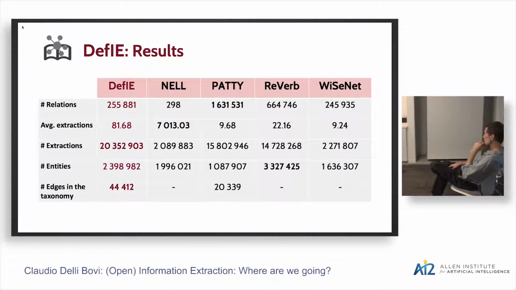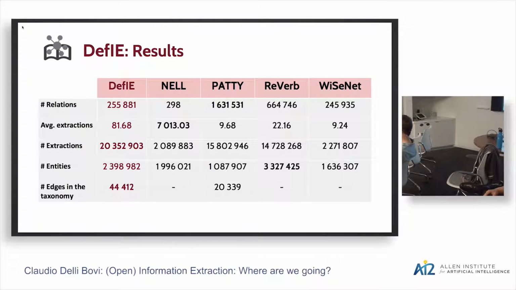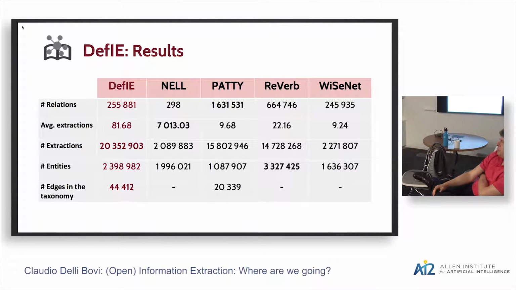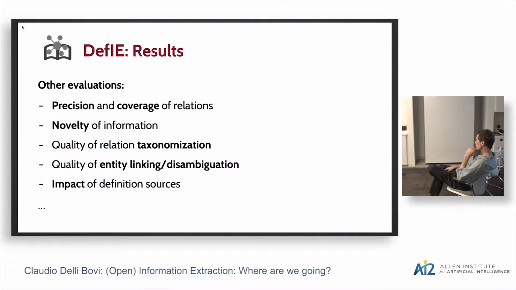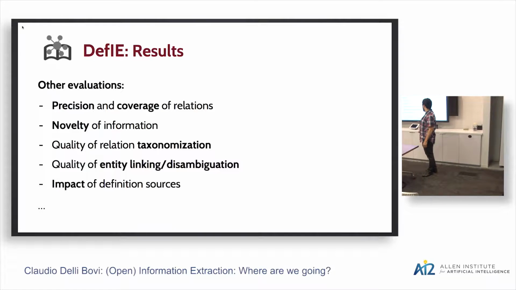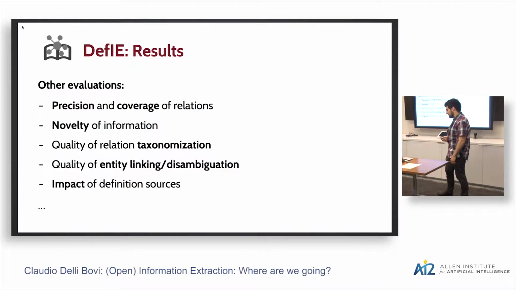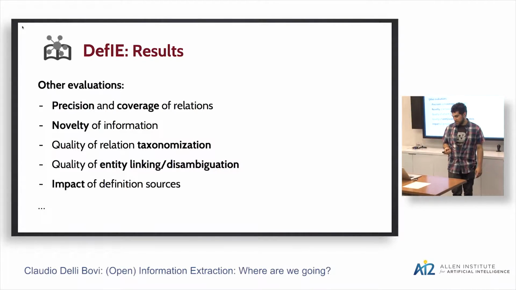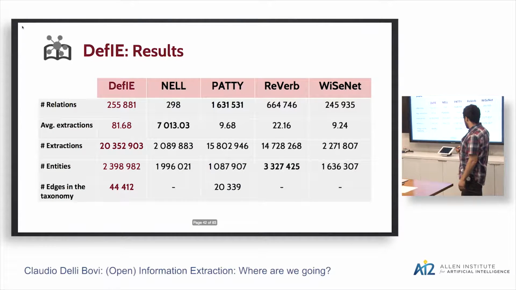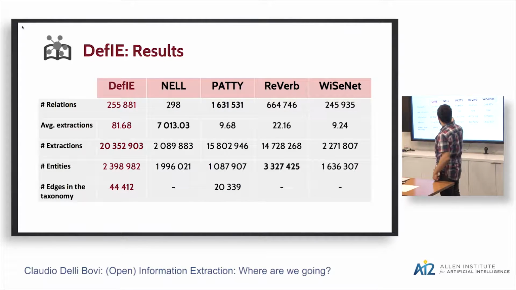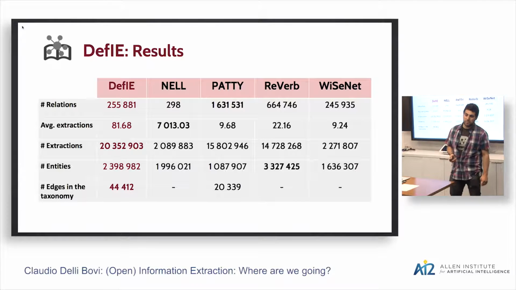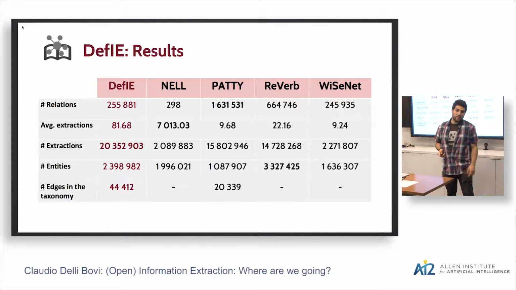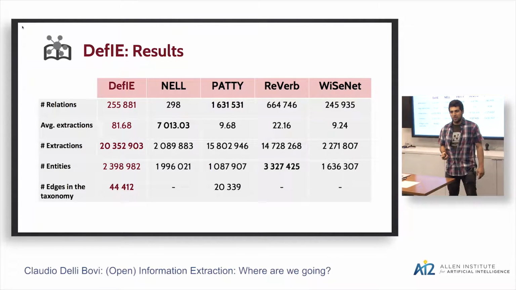But there's no precision or quality numbers. Well, we have them, not in this table. We performed a bunch of tests. We have precision and coverage evaluation, and also novelty of information. We did a bunch of tests, and on precision we have comparable results to Patty, which is the closest competitor, basically. I don't remember exactly the figures now, but it's around the same level.